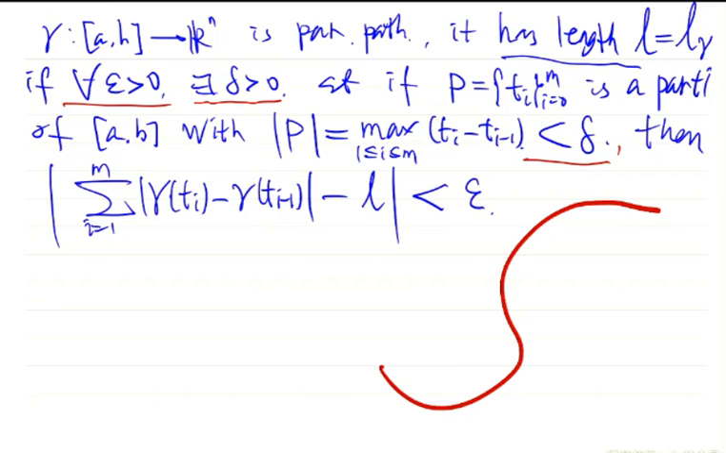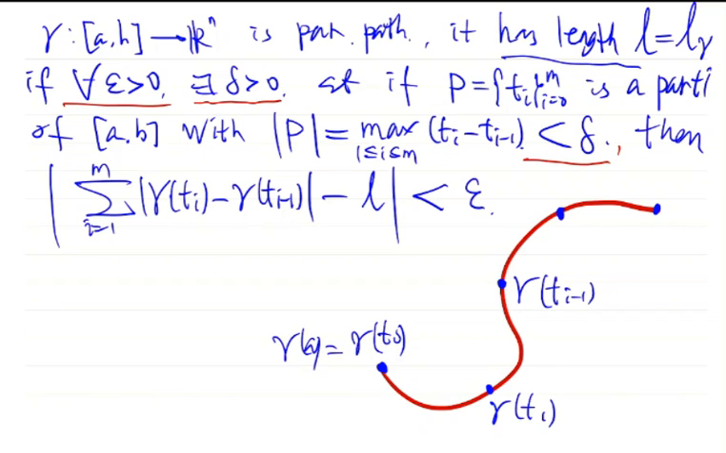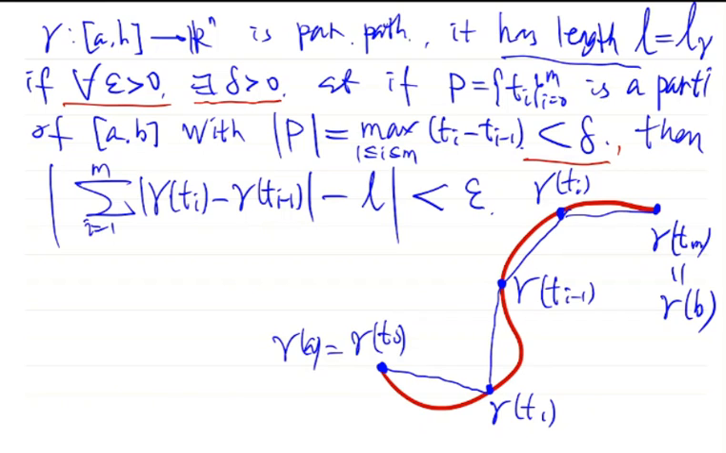Now this is our patch. A partition of the interval AB corresponds to taking some points along the patch, the image of gamma. So this is gamma T0, that is gamma A, and this is gamma T1, gamma Ti minus 1, gamma Ti, gamma Tm, that is gamma B. So we connected the points gamma Ti by segments.